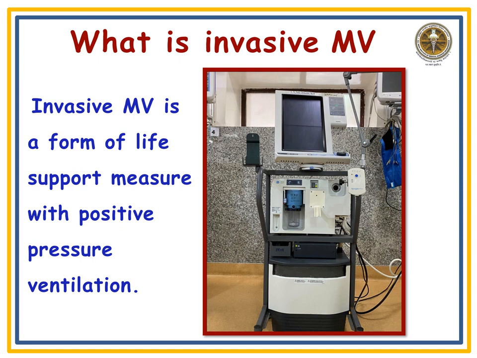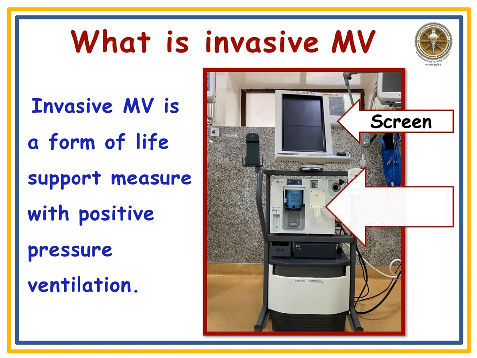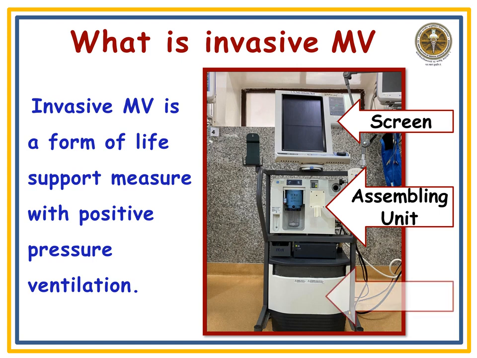This ventilator has three parts. The first part is the screen. In the screen, you can view all the settings of your patient and how your patient is performing during mechanical ventilation. The middle part is the assembling unit. In this assembling unit, you are going to connect the circuit and other accessories needed for mechanical ventilation. In the bottom part, there is the compressor, and the compressor generates medical air.